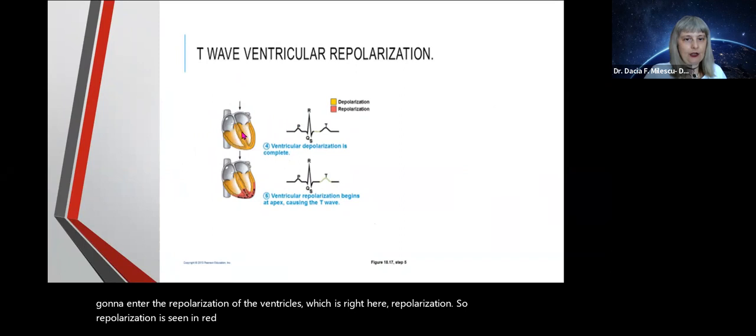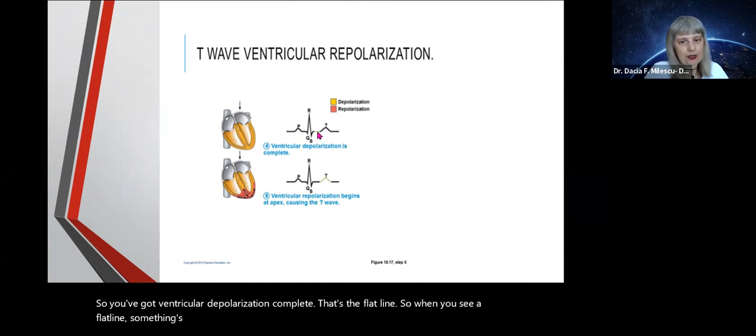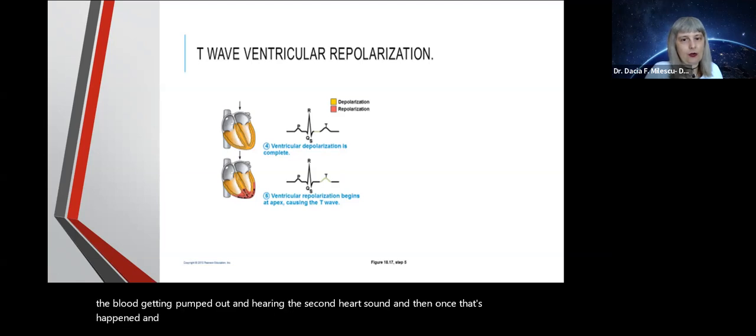So you've got ventricular depolarization complete. That's the flat line. So when you see a flat line, something's complete, there's a pause. And what's the pause here? It's the process of the blood getting pumped out and hearing the second heart sound. And then once that's happened and the valves are already closed, the T wave is a representation of repolarization of the ventricles.